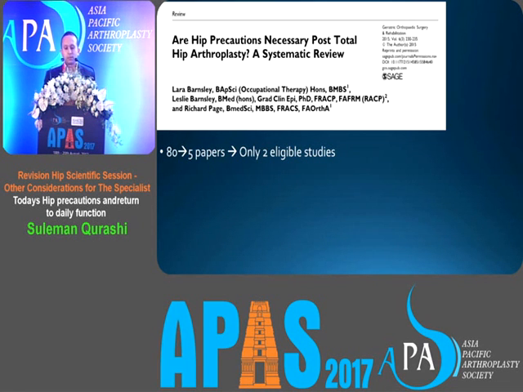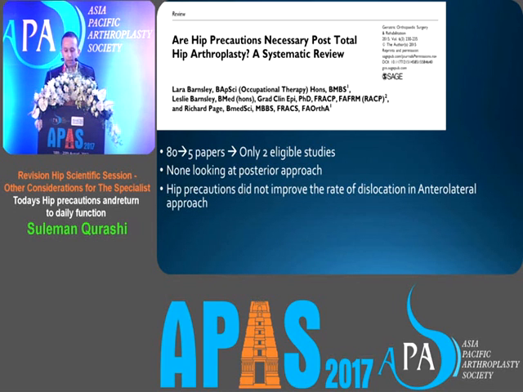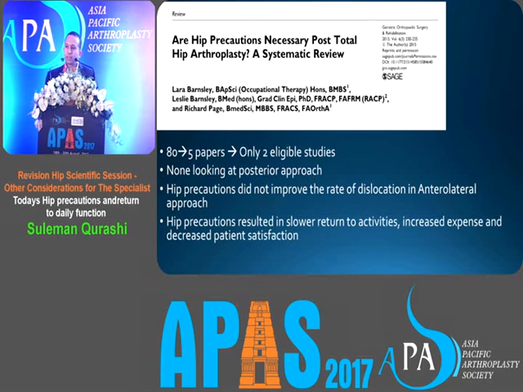This is a rehabilitative publication by allied health and rehab physicians. And I think they started off with the intention of doing a meta-analysis, but they probably soon changed their intention, starting with 80 papers, which then diluted to 5, and then only 2 eligible studies, which again were only looking at anterolateral and direct lateral. So they concluded that in that particular approach, hip precautions did not really change anything. In fact, if anything, they potentially negatively impacted the outcomes.